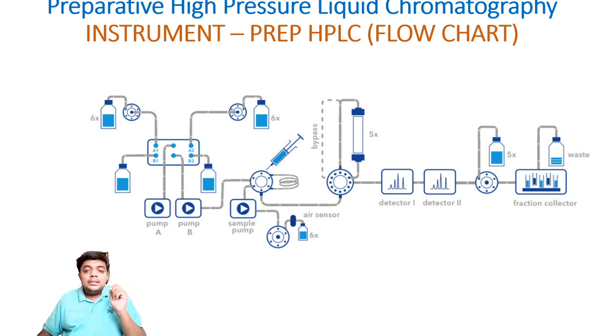Second important thing, you have a fraction collector, where based on the lambda max determined from the detector, you can get the different or separate fractions for each component under study.